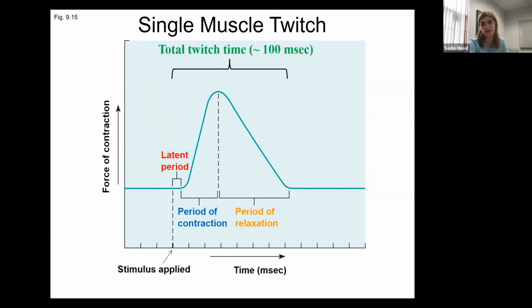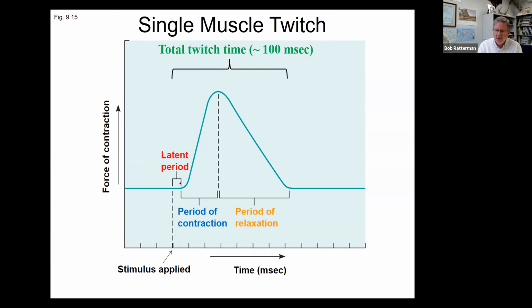Is sliding filament theory when the actin moves closer together? Yeah, that's contraction. Okay. This is pre-contraction, the latent period. This is the time between when the stimulus is applied and when the muscle first begins to contract. So there's no contraction during the latent period. But there are some things going on here.